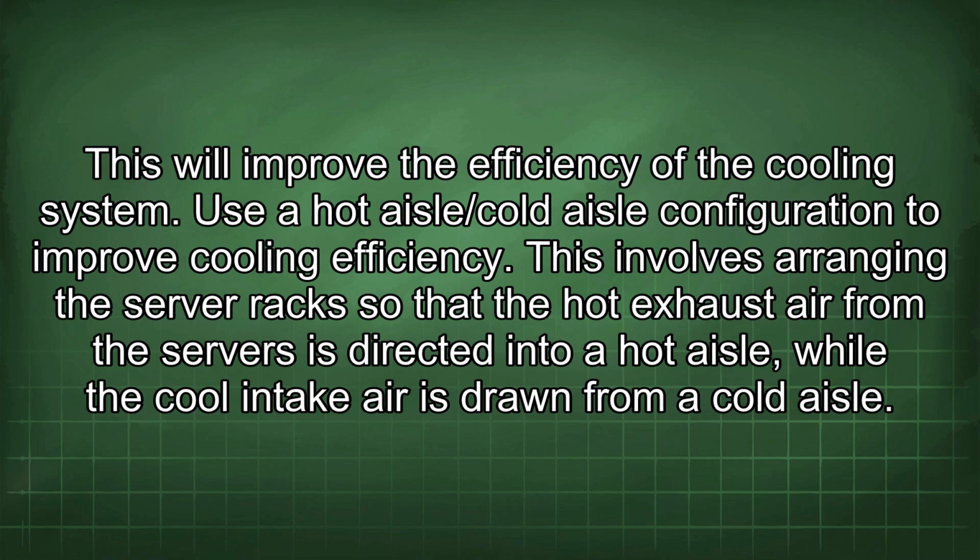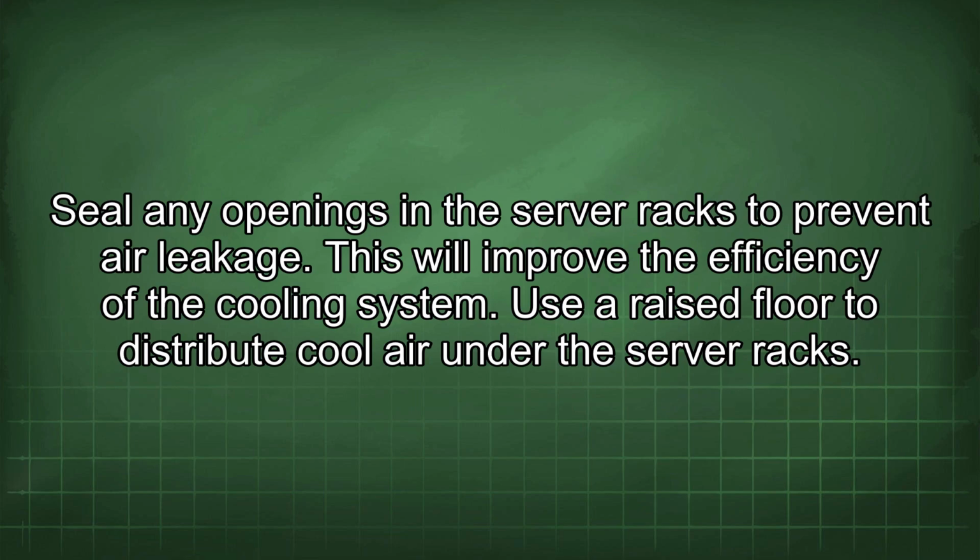Use a hot aisle/cold aisle configuration to improve cooling efficiency. This involves arranging the server racks so that the hot exhaust air from the servers is directed into a hot aisle, while the cool intake air is drawn from a cold aisle. Seal any openings in the server racks to prevent air leakage. This will improve the efficiency of the cooling system.